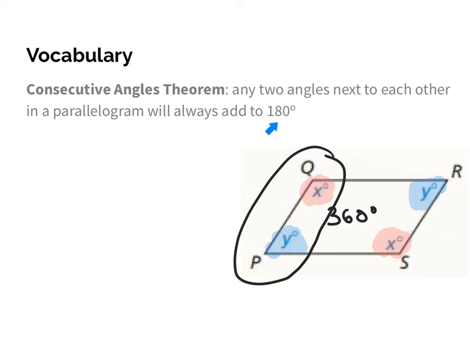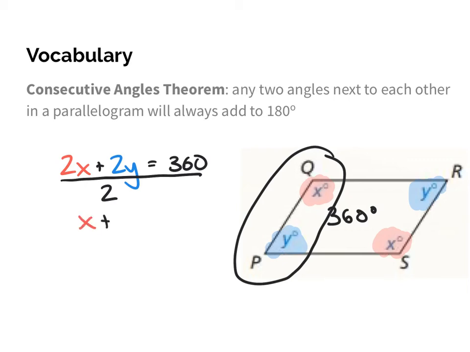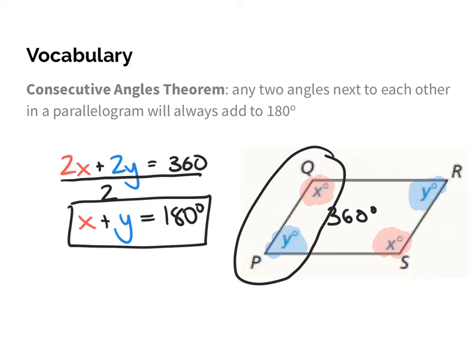up to 180 degrees. If I were to show you the mathy way to do that, since I have two x's, I could say 2x. Added with that, the two y's, when I add those things together, I should get 360 degrees. Now, if I divide everything by 2, the 2's cancel out, and it says here that x plus y should equal 360 divided by 2, which is 180 degrees. So this is what the consecutive angles theorem states, that angles next to each other in a parallelogram will always add up to 180 degrees.